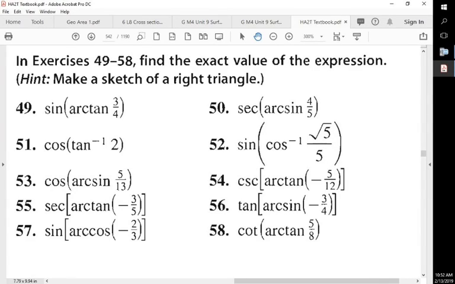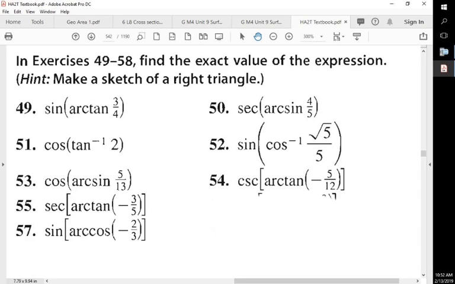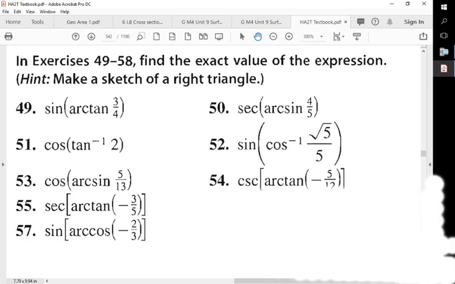We must solve these expressions with the inverse trigonometric functions. I'm going to do number 54. Now, this one does say exact value. When it says exact value, you should be thinking of the unit circle.